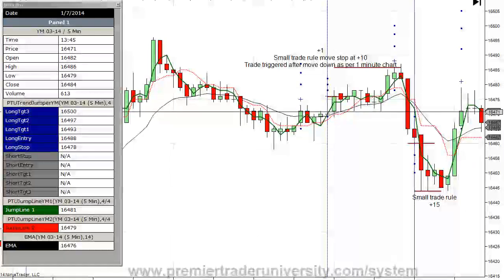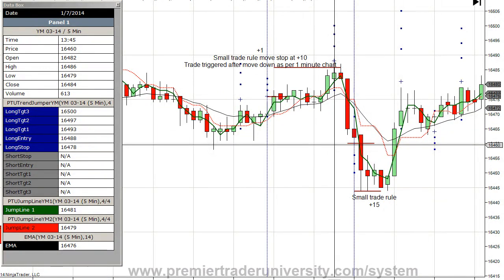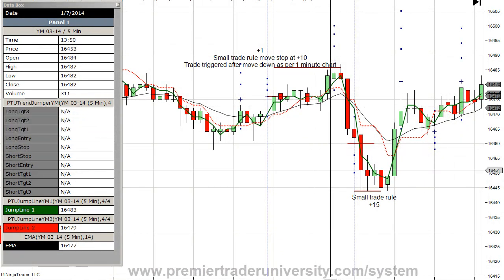This trade here doesn't trigger in. That's good, right? Would have got stopped out anyways if you did get triggered in. You can see the entry right here. The entry was at 16488.